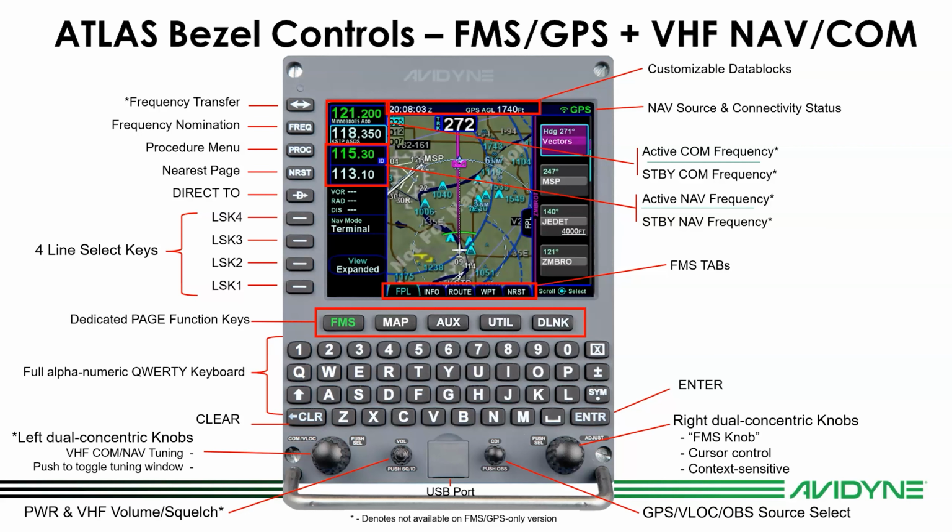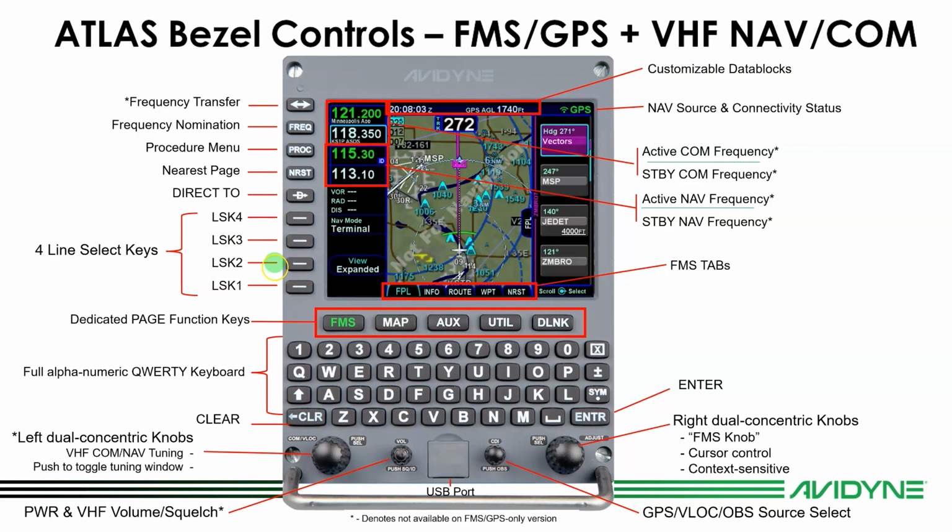The Atlas FMS features a full touchscreen, plus it has knobs and buttons. So when we look at the bezel controls for the Atlas, there's your frequency flip-flop, your frequency nomination, and we'll talk about each of these. Your procedure button will bring up the procedures menu for approaches, SIDs, and STARs, your nearest search page, direct to function, 4 line select keys.